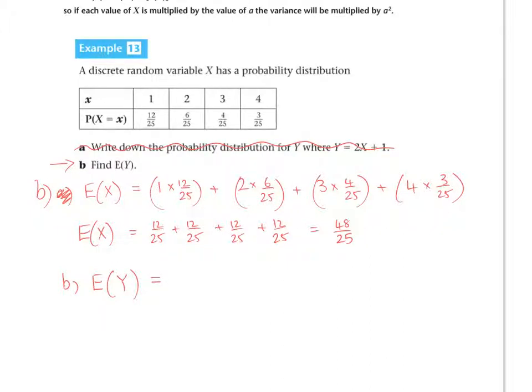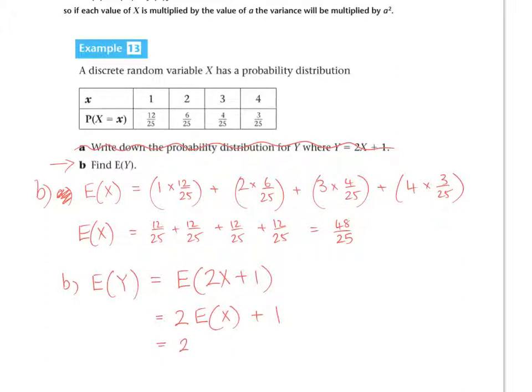We can use the rule and we can say that E of y is equal to E of, the relationship is 2x plus 1. So what does that say? From a rule from before, all we do is take 2 times E of x and we add on 1. So that's what a rule said from before, if you look above on the page.